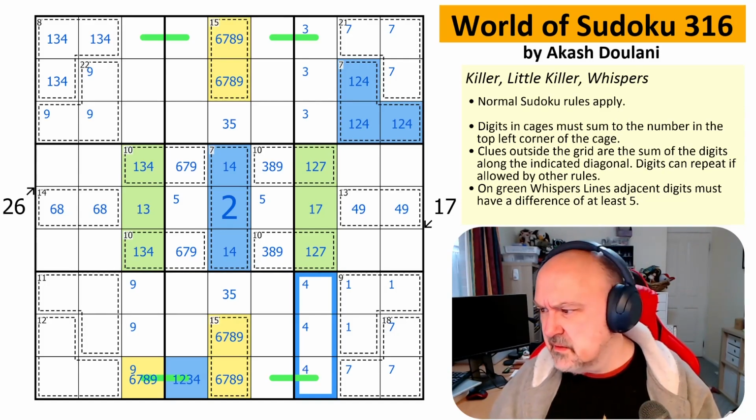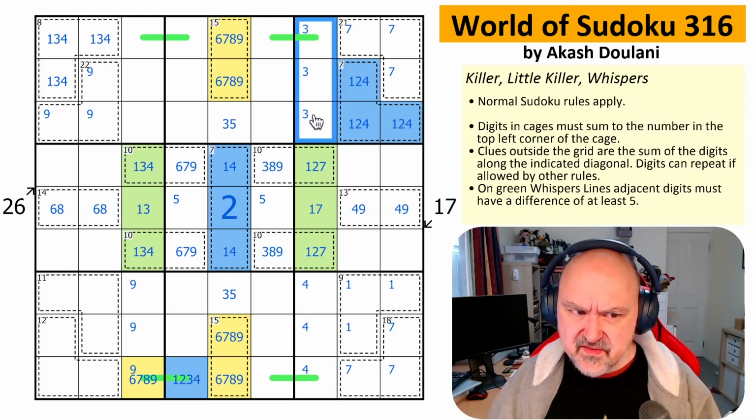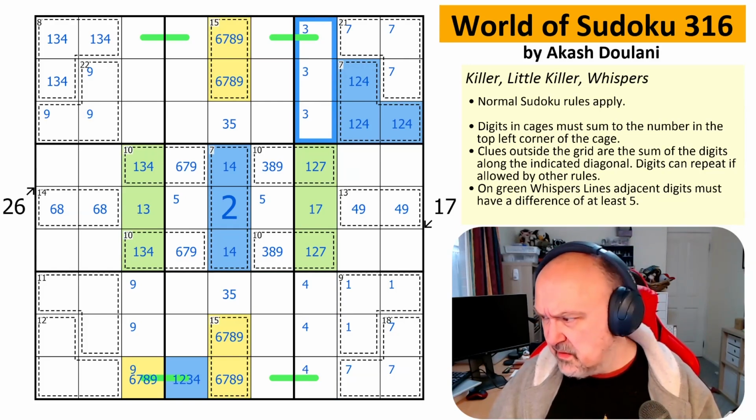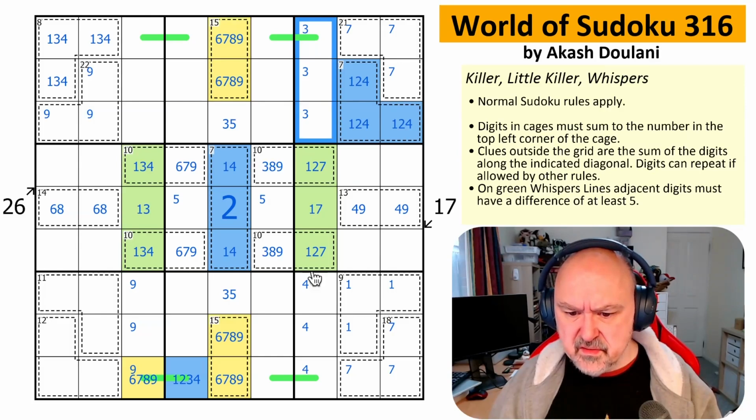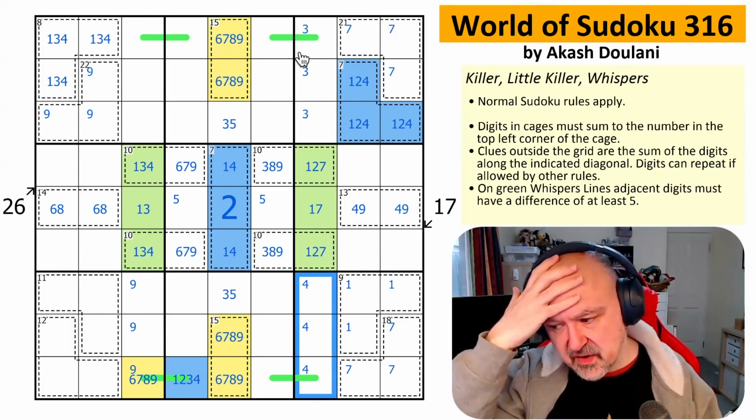Hang on, but this. I am going to look at this. So the 18 cage must have a 4 in it. So it's 459 or 468. But up here, this is a 17 cage that must have a 3 in it. Which I think is 359 or 368, isn't it? Yes, it is. So of course that balances out. It's the 3 and the 4 and the digits that are left over. Arg!